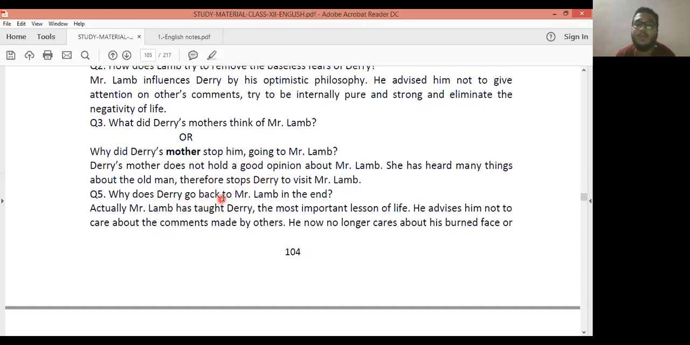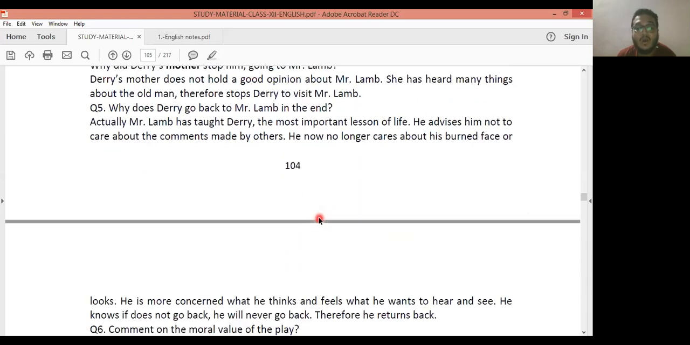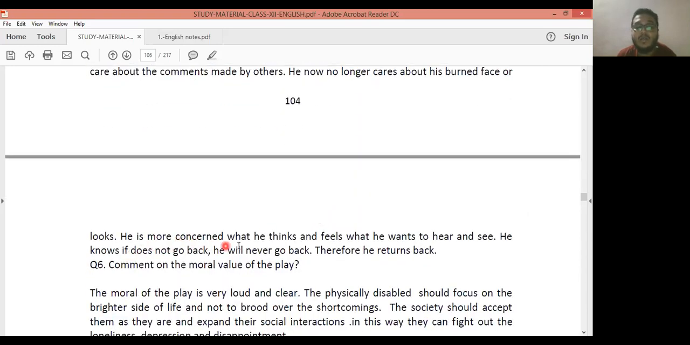So why does Derry go back to Mr. Lamb in the end? Actually, Mr. Lamb has taught Derry the most important lesson of life. He advised him not to care about the comments made by others. He now no longer cares about his burnt face or looks. He's more concerned about what he wants to hear and see. He knows if he does not go back, he will never go back. So therefore he returns.